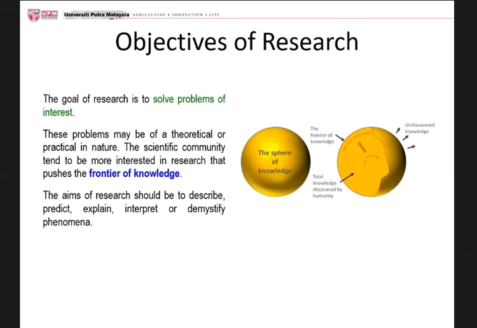So the objective of research is that you've got to solve problems of interest. These problems may be theoretical or practical in nature. The scientific community tends to be more interested in research that pushes the frontier of knowledge. The aim of research should be to describe, predict, explain, interpret, or demystify phenomena.